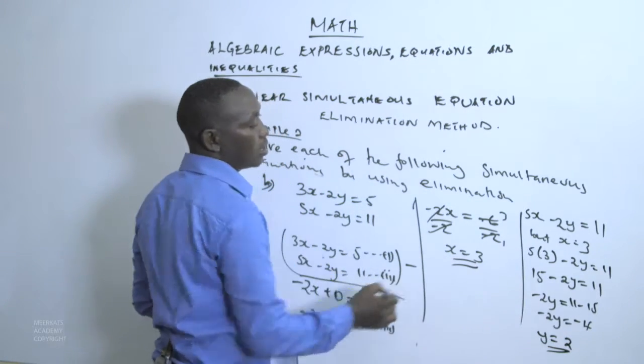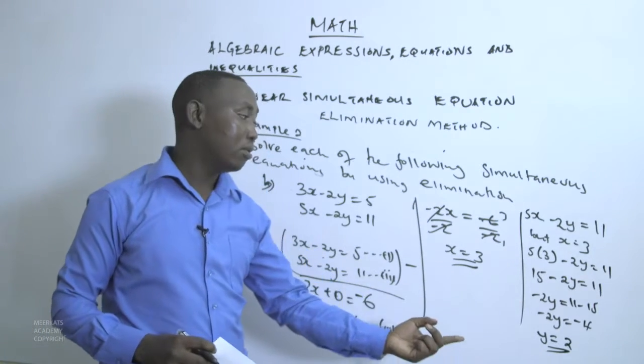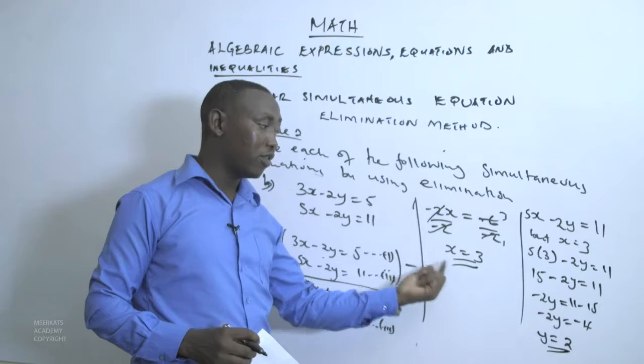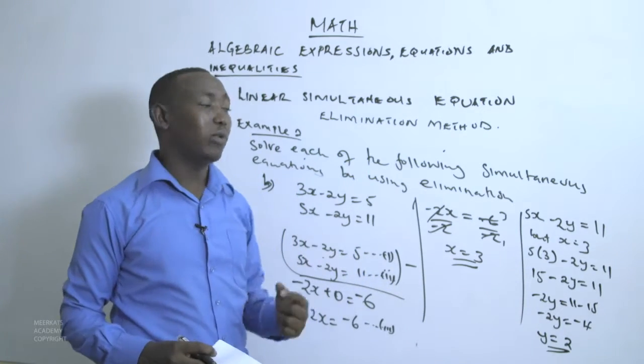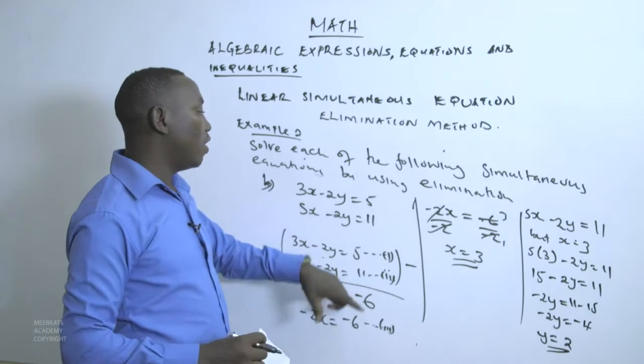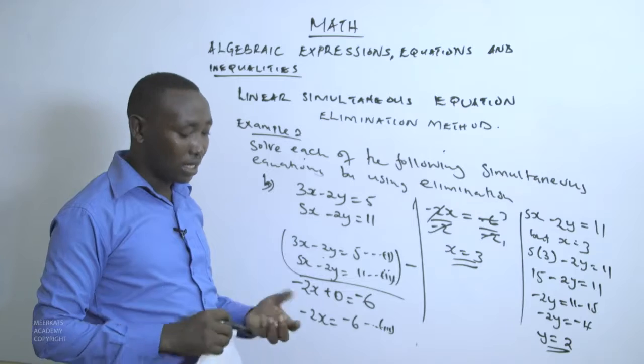So the value of x that satisfies the two equations is 3. And the value of y that satisfies the two equations is 2. You can always go back and substitute and see if they are going to give you the same answer.